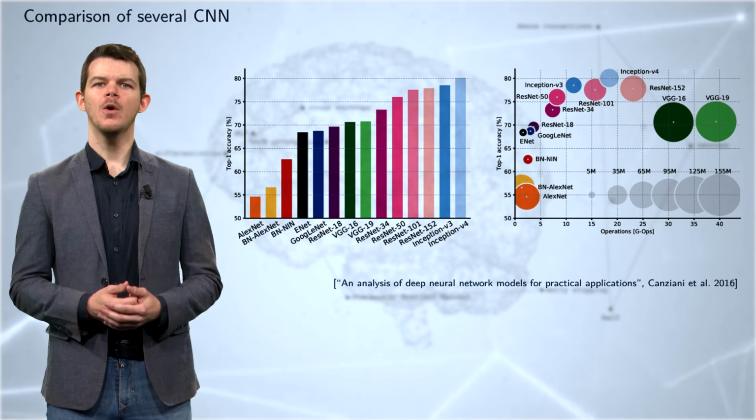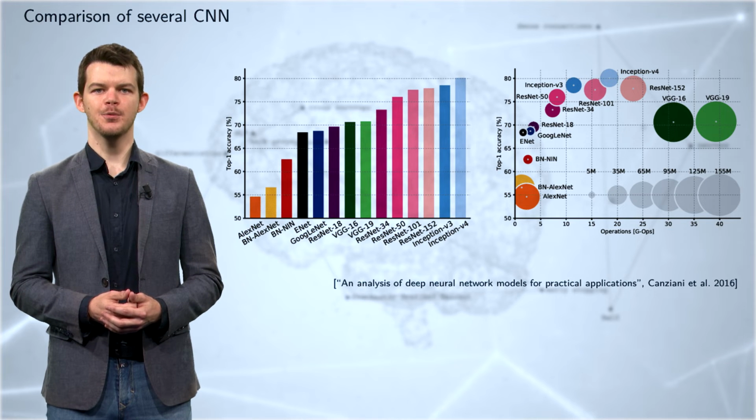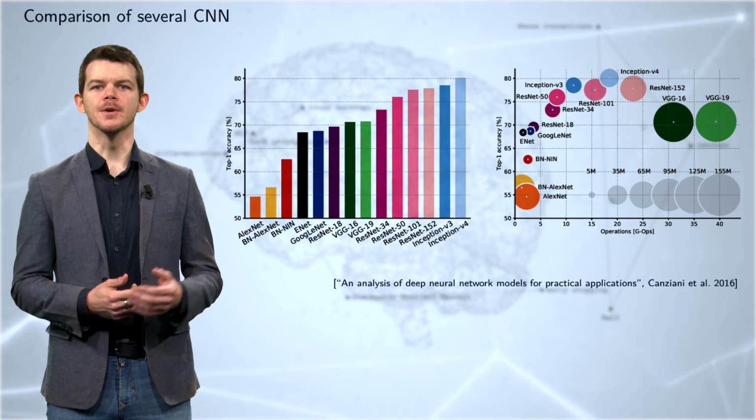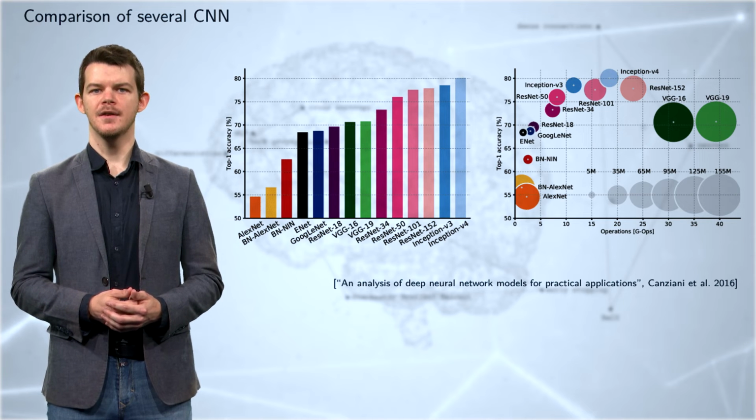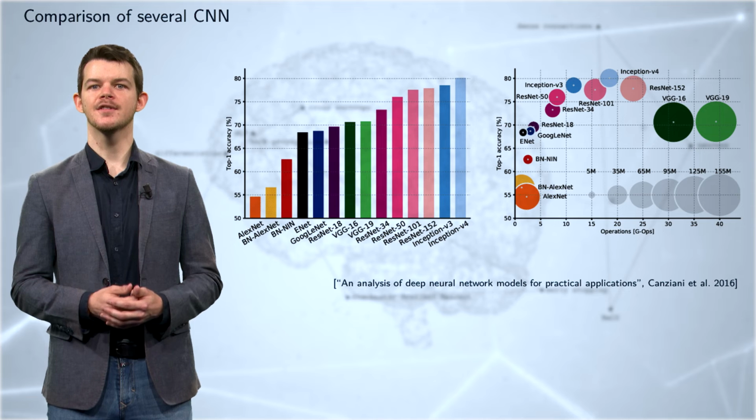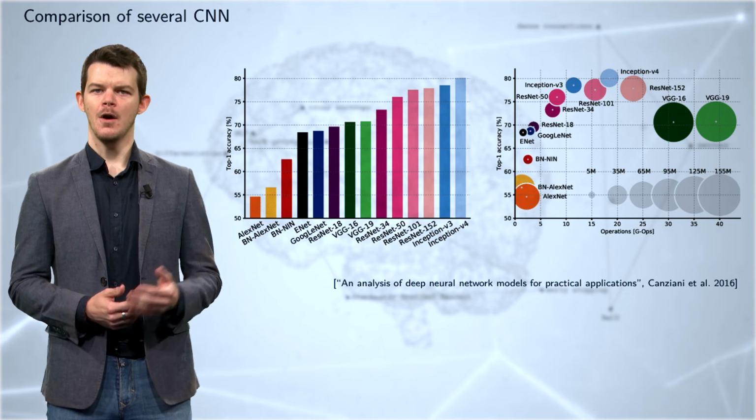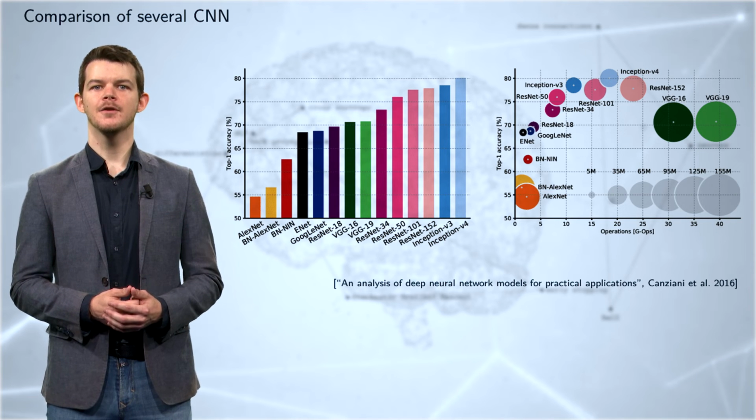We can compare all CNNs we have seen in terms of predictive accuracy and number of parameters. On the left picture, you can see the top 1 accuracy of all networks, and on the right picture, you can see the relation between the top 1 accuracy and the number of operations. The number of parameters corresponds to the size of the circle. On the left, Inception and ResNet are the most accurate CNNs. The performance is computed on the ImageNet dataset.